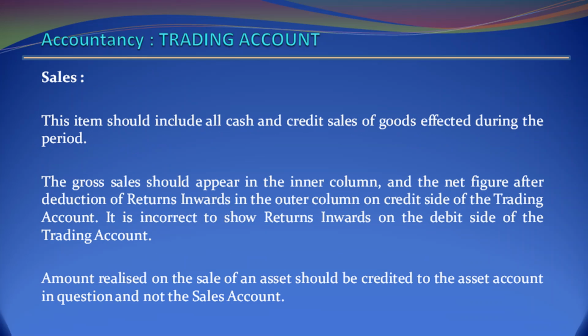Sales. This item should include all cash and credit sales of goods effected during the period. The gross sales should appear in the inner column and the net figure after deduction of returns inwards in the outer column on credit side of the trading account. It is incorrect to show returns inwards in the debit side of the trading account. Amount realized on the sale of an asset should be credited to the asset account in question and not to the sales account.